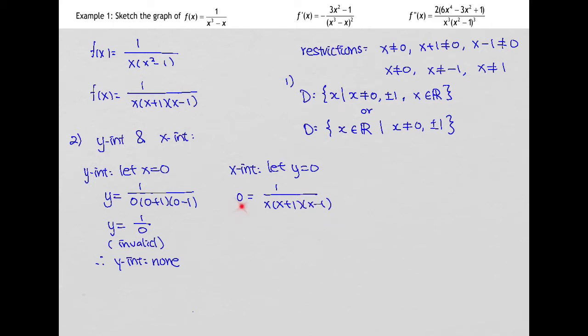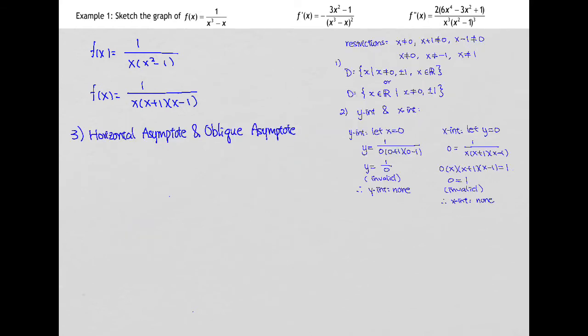Then you're going to have 0 equals 1 over x times (x plus 1) times (x minus 1). So times by the common denominator on both sides, you're going to get 0 equals 1. Once again, 0 can never become 1, which is invalid. Therefore, x-intercept, we don't have any.